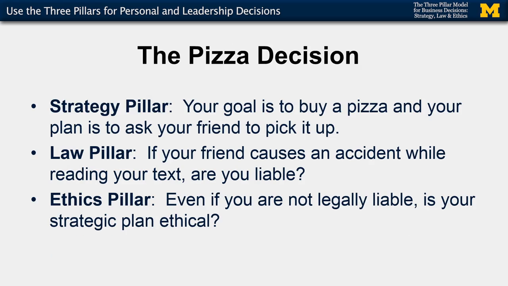Let's start with the pizza decision. So, the strategy pillar. Strategy involves setting a goal and developing plans to implement your goal. So your goal, obviously, is to buy a pizza, and your implementation plan is to ask your friend to pick it up. The law pillar raises a legal question. What happens if your friend causes an accident while reading your text? Are you liable? And then there's the ethics pillar. Even if you're not legally liable, is your strategic plan ethical? So those are the applications of the three pillars in this case.